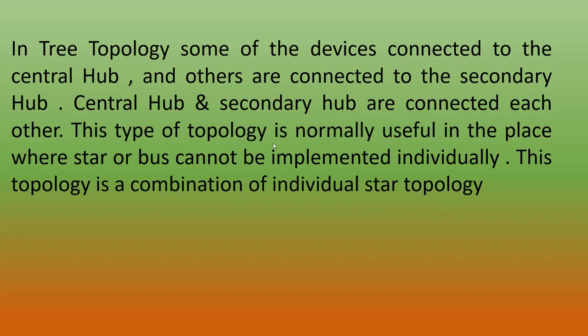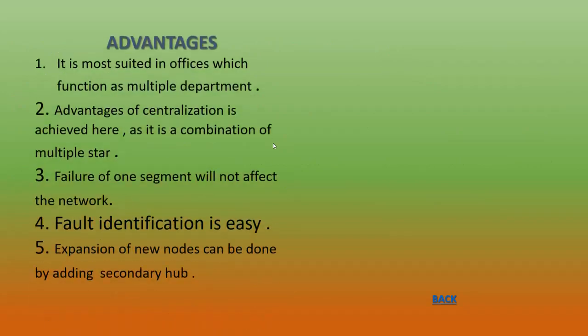Fault identification is easy in tree topology. If you want to add new nodes into this topology, then you can add a new secondary hub and new devices can be added in the secondary hub. If the office is starting a new department, then they can add a new secondary hub and all the devices of that department can be connected to that secondary hub. Those are the advantages of tree topology.